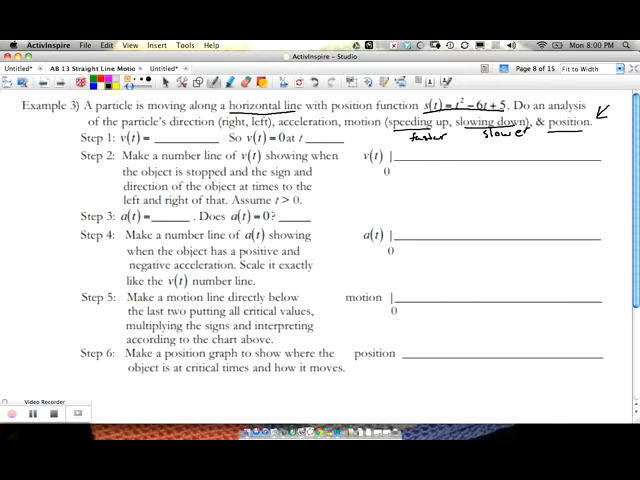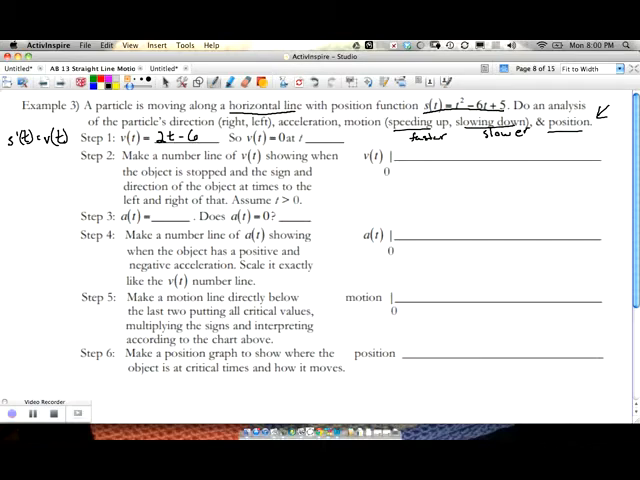Okay, so let's start with velocity. Velocity again, step one. Velocity, remember s prime of t, so take the derivative, equals v of t. The derivative of t squared minus 6t plus 5 is 2t minus 6. So when does velocity equal 0? If I were to solve this equation for 0, that means that t would equal 3.